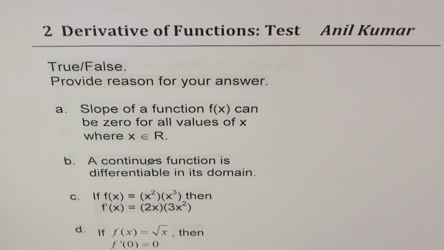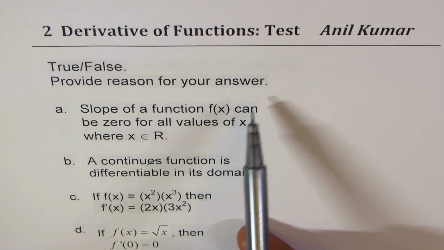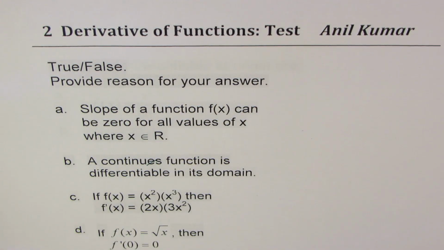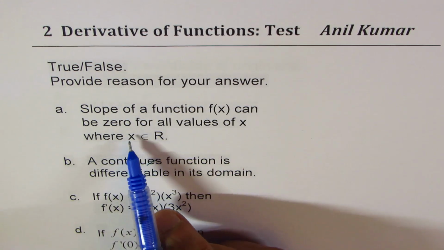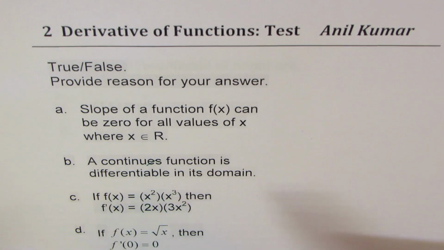So let's move on. Here is a true or false question. It says, provide reasons for your answer, right? The first one here is, slope of function f of x can be 0 for all values of x, where x belongs to real numbers.